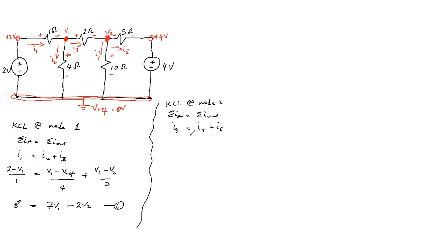Then if we express these currents with respect to the node voltages, I3 is (V1 minus V2) divided by 2, by the 2 ohm resistor, while I4 is (V2 minus Vref) divided by 10 ohms, plus I5, which is (V2 minus 4 volts) divided by 5 ohms. We know Vref is 0 volts.